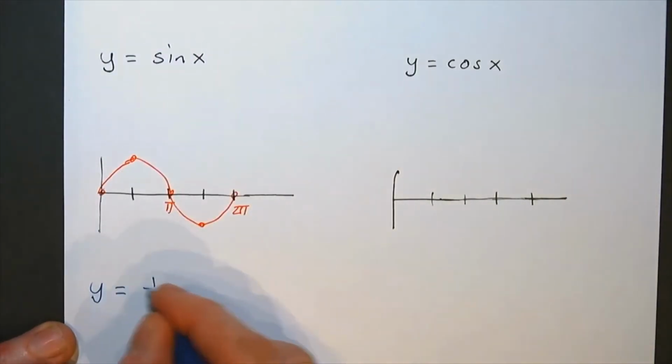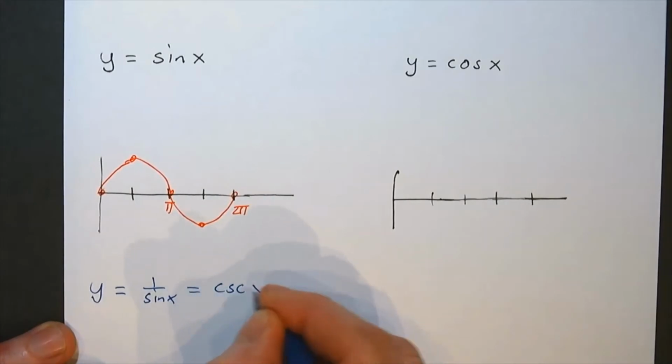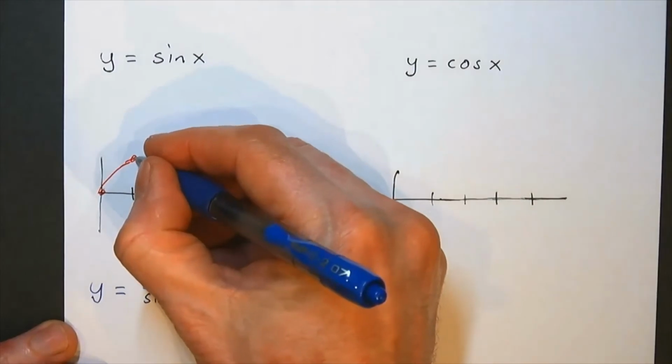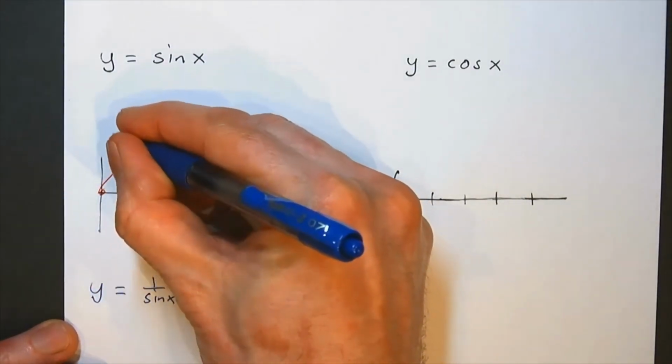Okay, if you have to do sine upside down, in other words, 1 over sine, or as we just call it, cosecant x, all you do is turn the graph upside down. So what you're going to do is take this graph and turn them upside down. In other words, just go like this.